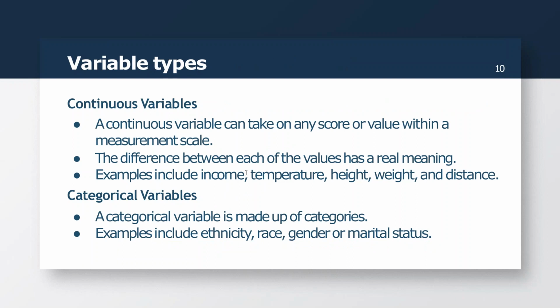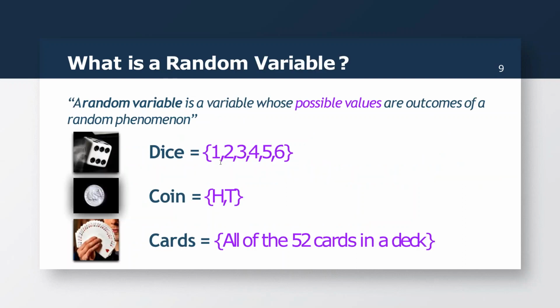Let's check with the second point. The difference between each of the values has a real meaning. So for example, if you roll the dice once and you get a 2, and you roll the same dice a second time and you get a 6, do the two values mean anything to each other? Can I do 2 minus 6 or 2 plus 6 to guess the next one? No, right? It doesn't make sense at all.